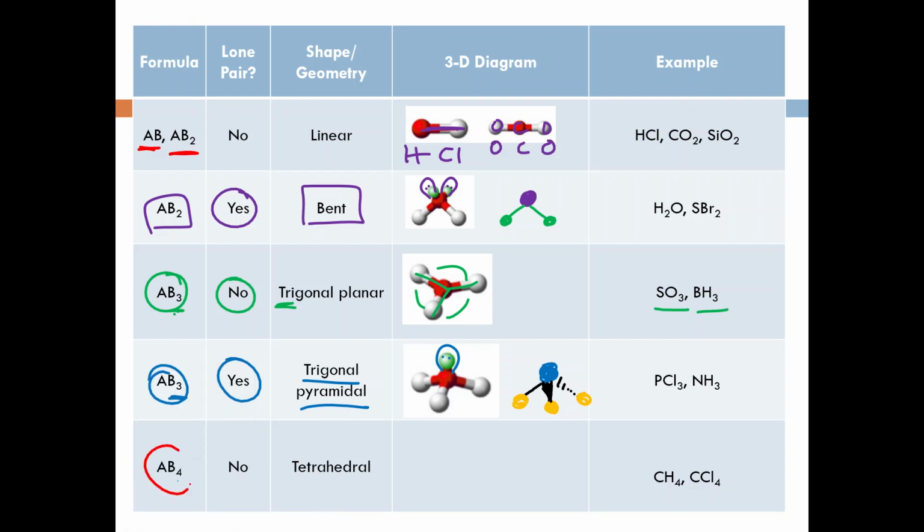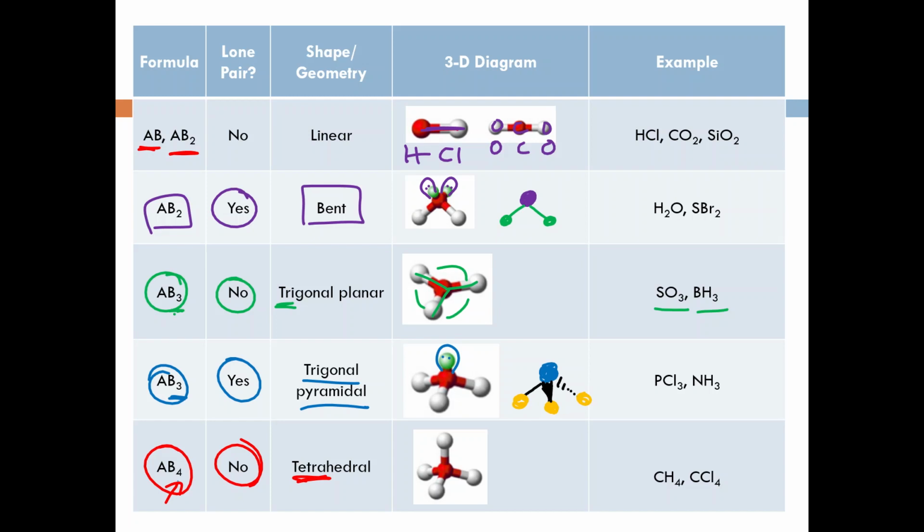Here, tetrahedral is going to have tetra, prefix 4. That means there's 4 bonded atoms attached. There are not going to be any lone pairs, so no lone pairs. And what you'll notice is this one looks like the mini pyramid one, but instead of having a lone pair at the top, it has a bonded atom. So this one also has to be drawn 3-dimensional.